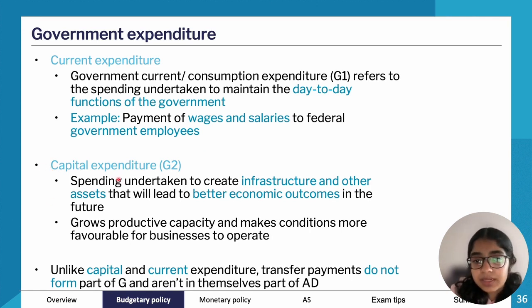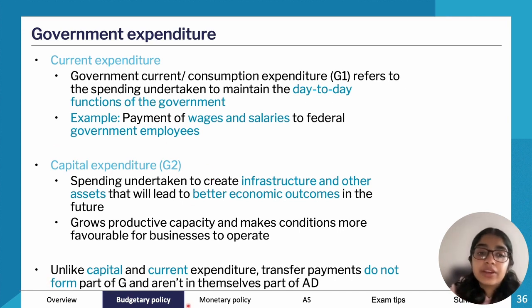Next, we've got our capital expenditure. Capital expenditure is when you spend on stuff such as infrastructure or assets, and these are supposed to have better outcomes for the future. They're supposed to grow our productive capacity, and make conditions of the economy much more favorable. An example of capital expenditure could be infrastructure. If you're building a new school, a new hospital, or building better roads so that it's easier to transport goods and services from across Australia, that's capital.